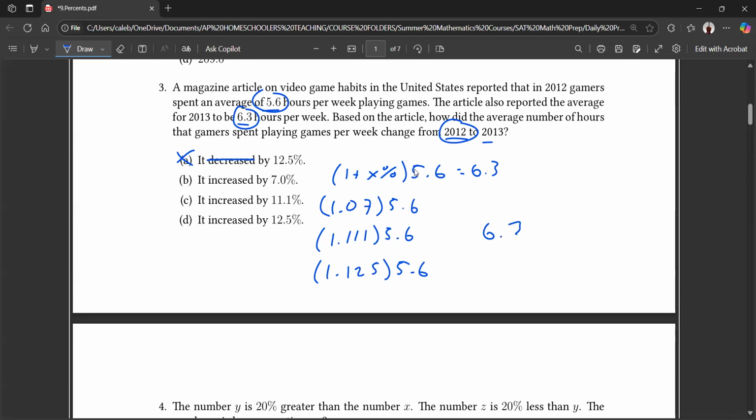Now, if you're confused where I'm getting this 1.07 from or this 1.111 from, all I'm doing is I'm combining two steps in one go. Like, for example, let's do this.